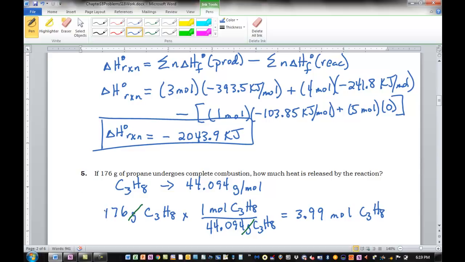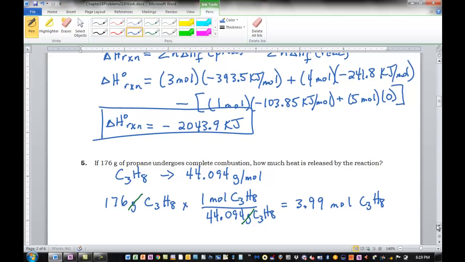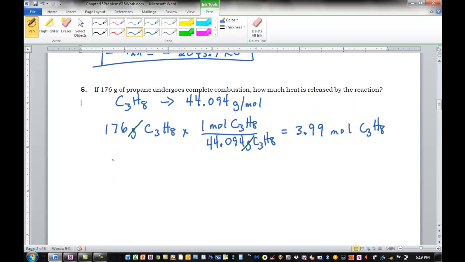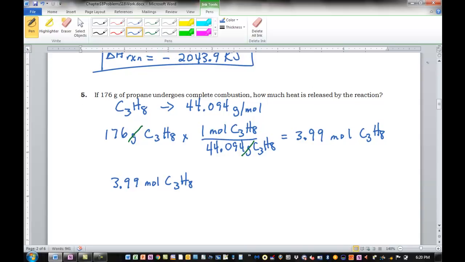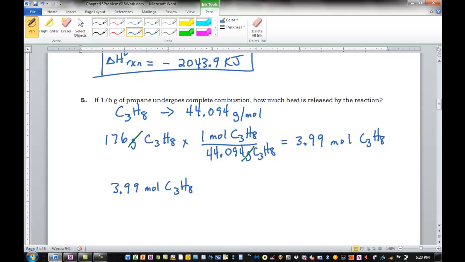I'm going to keep the entire number in my calculator, and that's what you should do. It's actually 3.991. Let me get a couple more sig figs: 3.99147. So I'm going to leave that in my calculator when I go on to the next step. And the next step is we have 3.99 moles. We know, and I just scrolled it off the screen. I'm sorry. We really need to see that value. 2043.9 kilojoules per 1 mole.